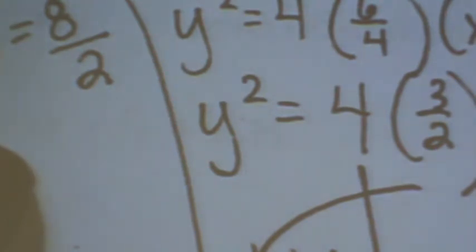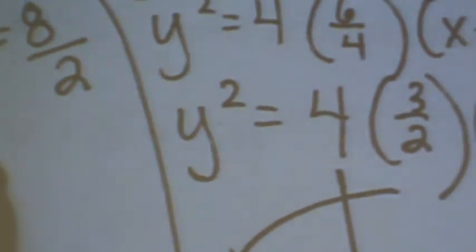Can you name that focus point for me? 0, -1.5. No, -1. And what's your directrix? -4.5. You're gonna go 1.5 the other way. Last one.